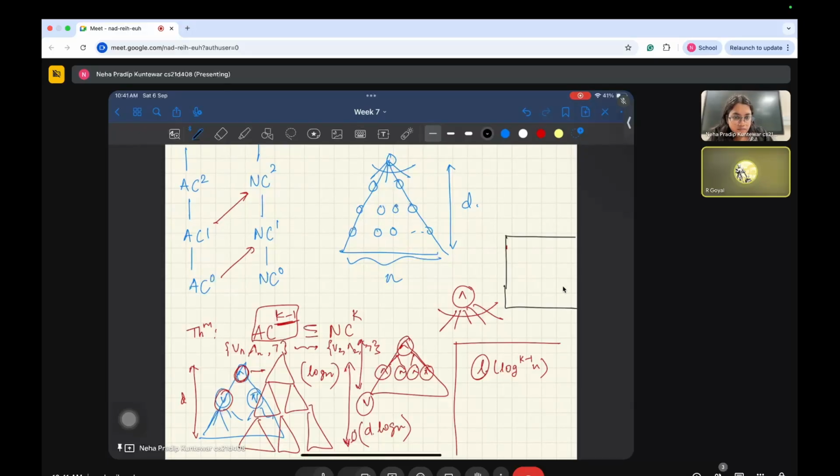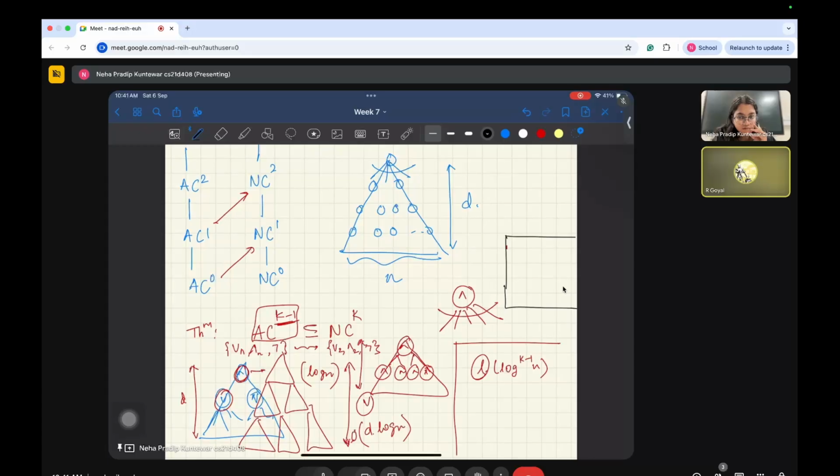whatever I allow every gate having many inputs, whatever it can achieve at the level of k minus 1 can be achieved if I restrict the number of inputs to 2 and I increase the depth or height by a factor of log n. So the k, I mean this is k here. So in this theorem it is AC k minus 1 and then NC k.